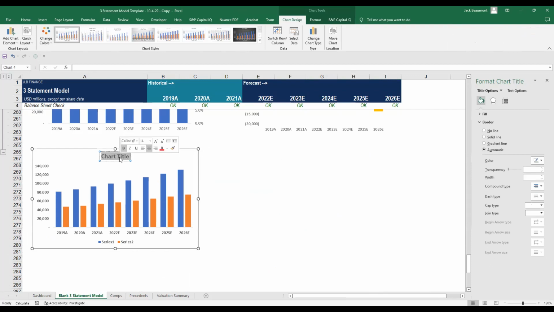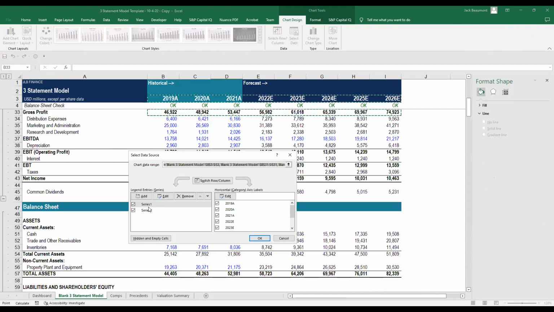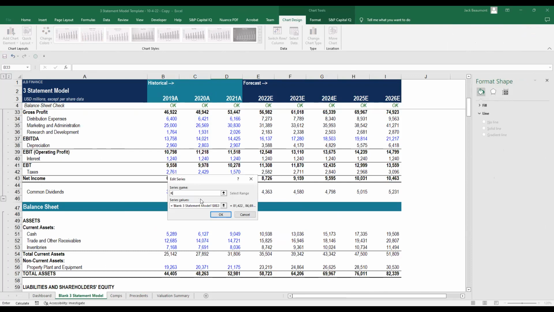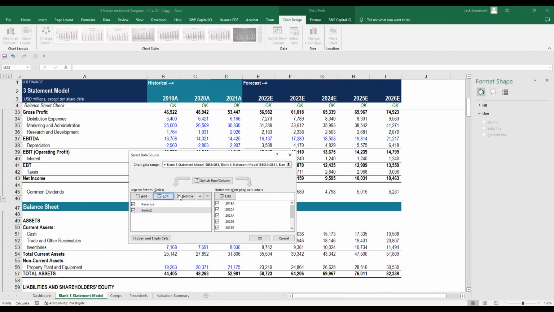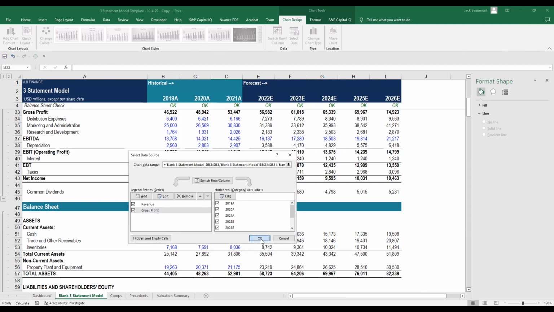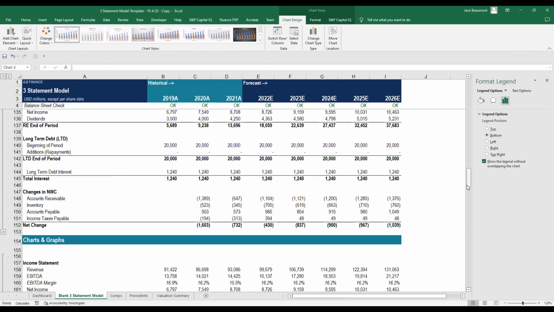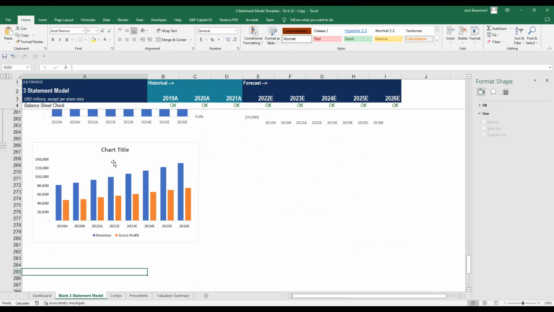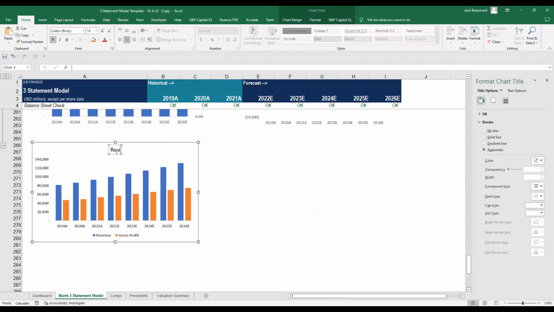Give it a title. So when you want to name these, series 2. So series 1, go edit, let's give it a name. That was revenue. And this was gross profit. Okay. And so if we go back down to here, now those are added, that looks better. Let's give this the title revenue and gross profit.